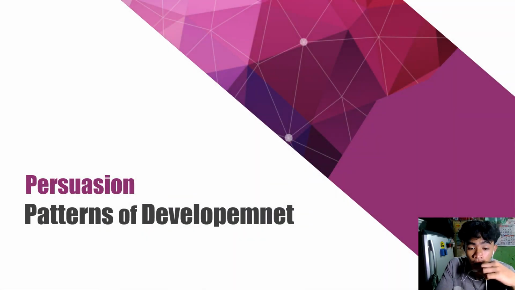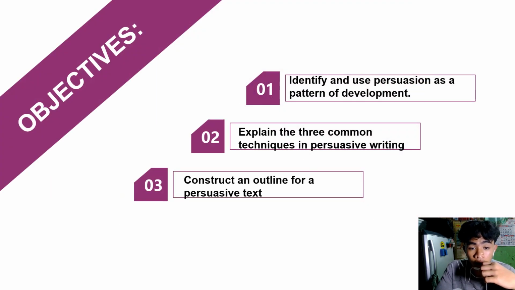Good day, everyone, and our topic for today is persuasion's patterns of development. And here are the objectives. The first, identify and use persuasion as a pattern of development. Second, explain the three common techniques in persuasive writing. Third, construct an outline for a persuasive text.